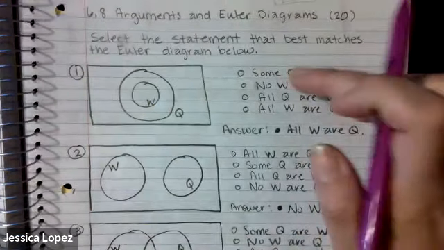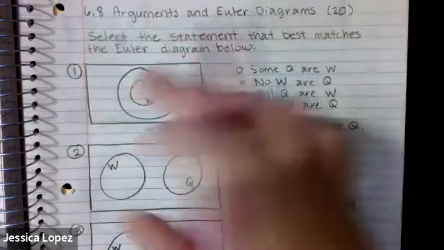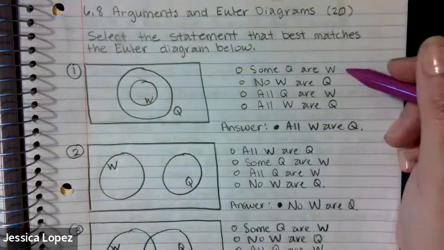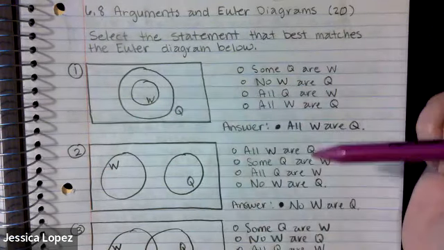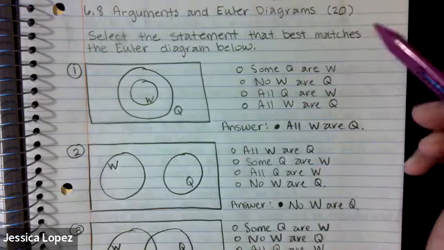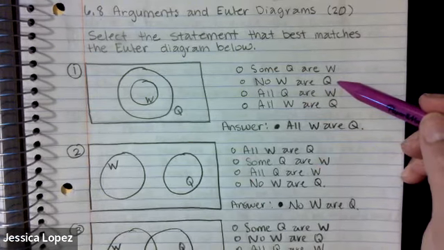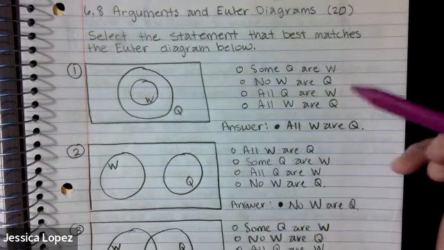So it says some Q are W. Well, here's Q and here's W. That one is true. There are some Q that are W. That's not false, okay? But it says which one is the best match. So let's keep going. Now here it says no W are Q. Well, that's false because that's inside the Q, okay?